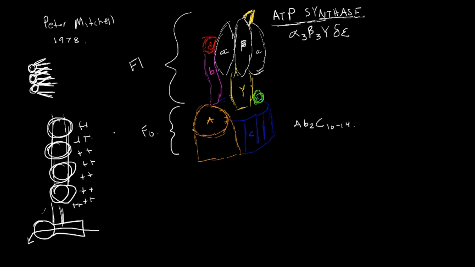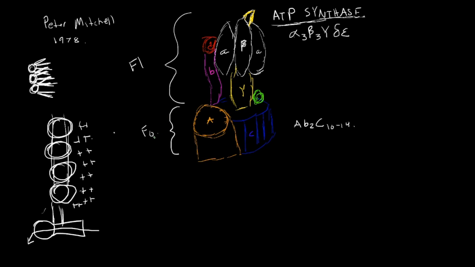And then in your F naught domain, you have an A domain, a C domain, which you have 10 to 14 of them, and then you have a B domain right here, which kind of acts like an anchor. So the gamma subunit right here is a long rod-like subunit that is kind of shaped like a banana. So it goes from the tip of the F naught all the way to the top of F1. The delta subunit is on the left side here, and it just helps with stability. And then epsilon is the one right here on the bottom right, helping anchor the F1 to the F naught.